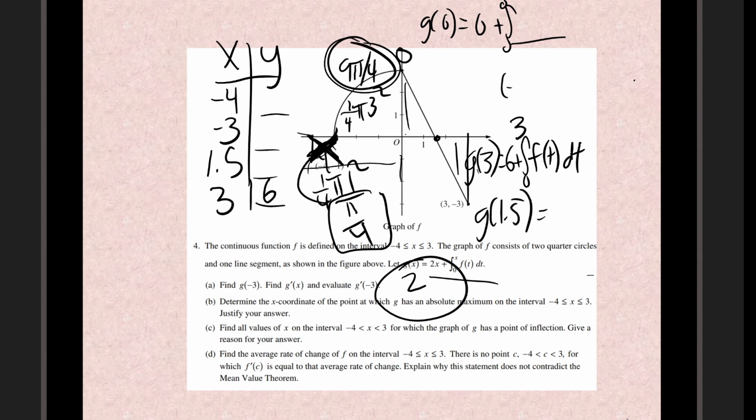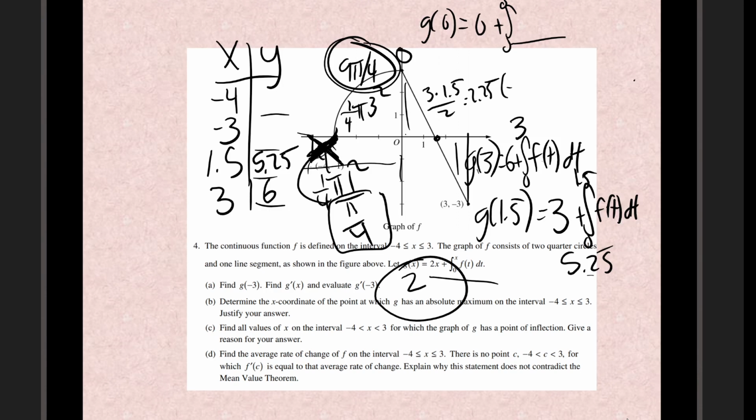is 2 times 1.5, which is 3, plus the integral from 0 to 1.5 of f of t dt. So now I actually have to figure out the area of the triangle. 3 times 1.5 over 2 is 4.5 over 2, which is 2.25. So this is 5.25. Okay. G of -3, we figured out in the first question. It was -6 minus 9 pi over 4.